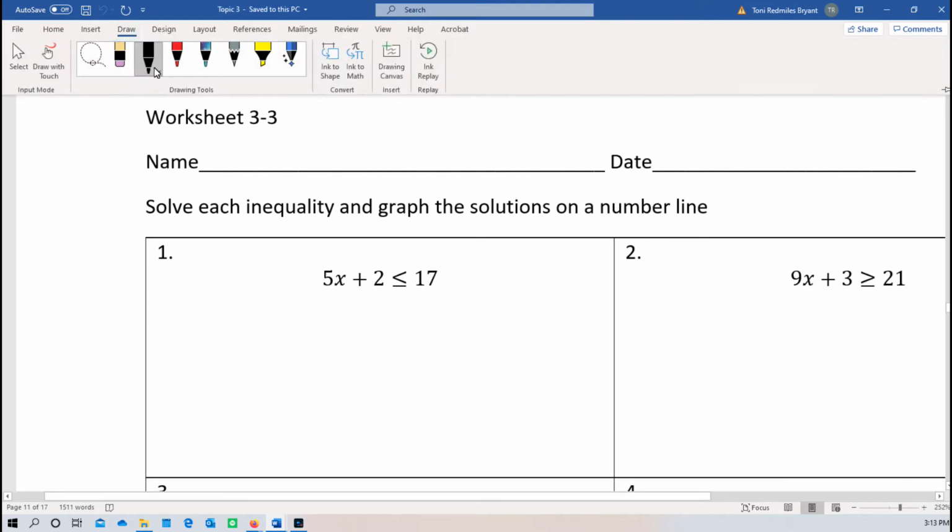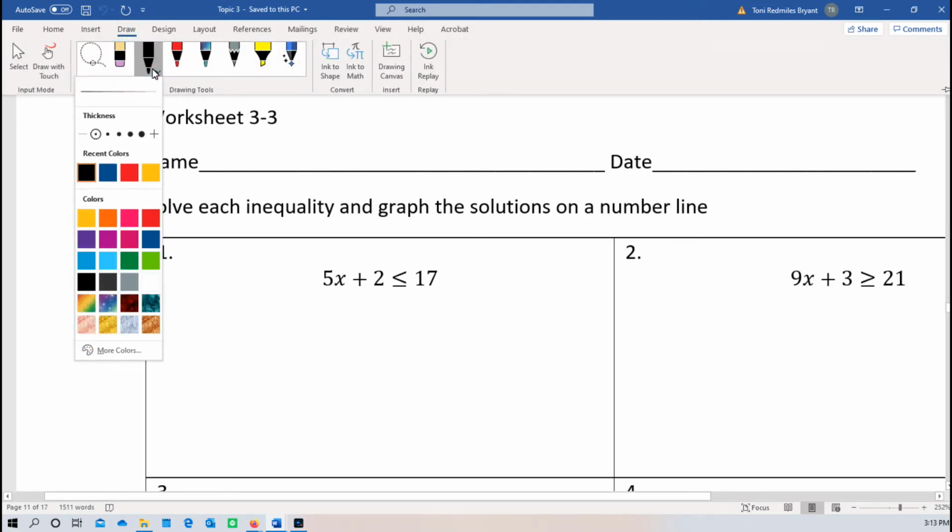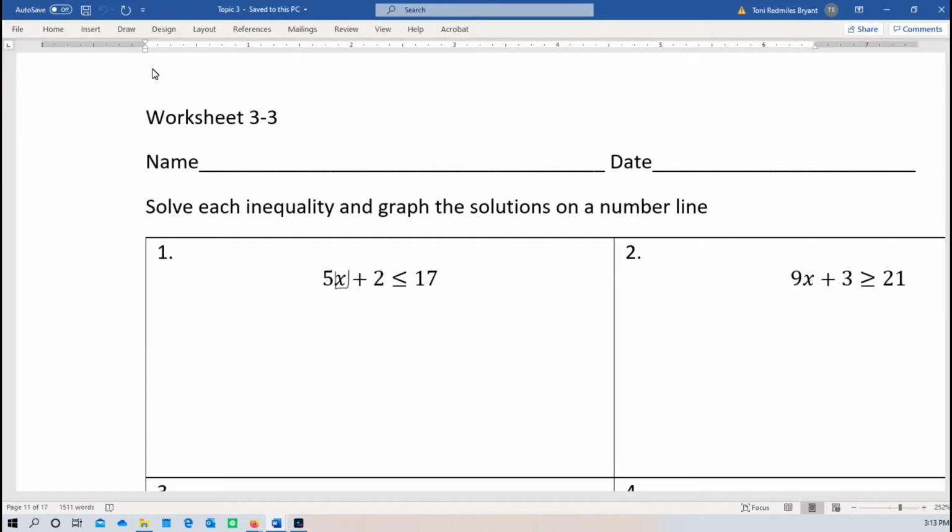And let me put on my pen here. To be able to solve it, I've got to do the opposite of what everything's doing to x. So if 2 is adding to x, I've got to subtract it from both sides. It's going to give me 5x is less than or equal to 15. Divide out my 5 because it's multiplying the x, and x is less than or equal to 3.